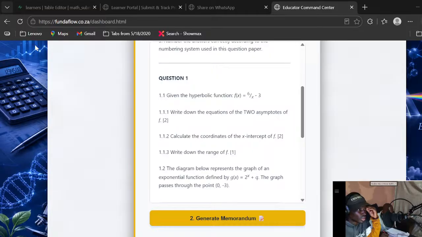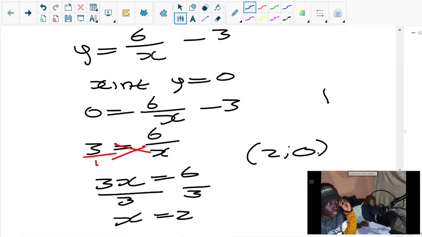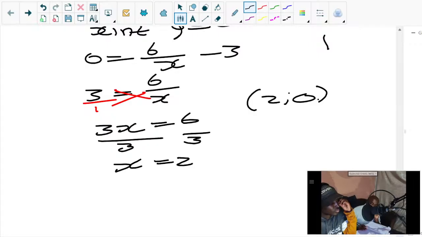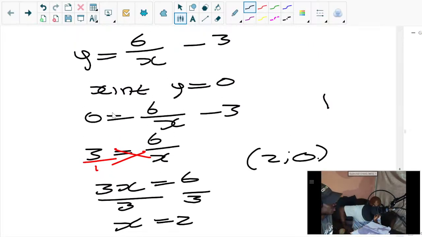States, write down the range of f. Write down the range. We spoke about this, Alicia. We say we have D, we have R, and then we have X, we have Y. Which one is the range? Is it the Y or the X? Range is Y. So it means we are looking for possible values of Y.